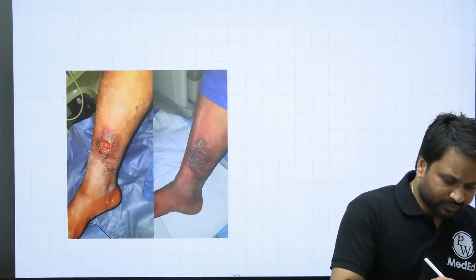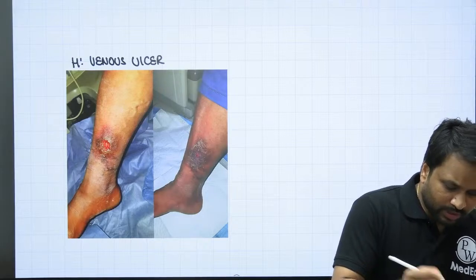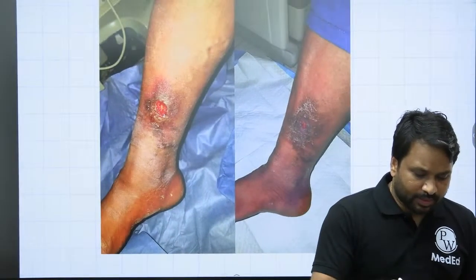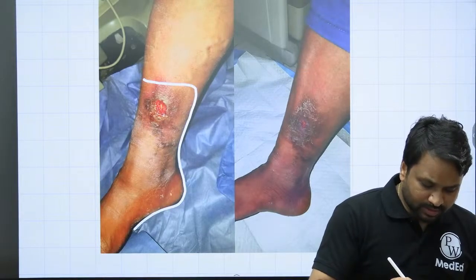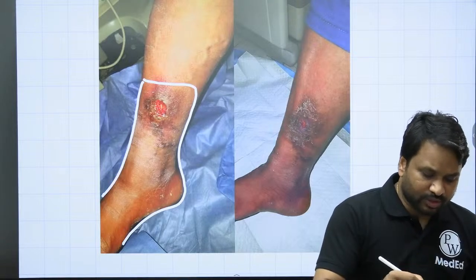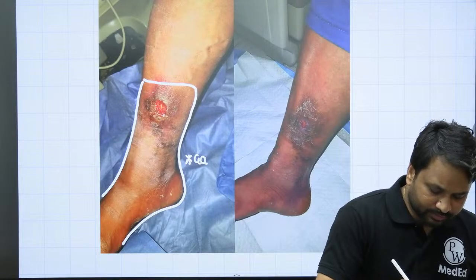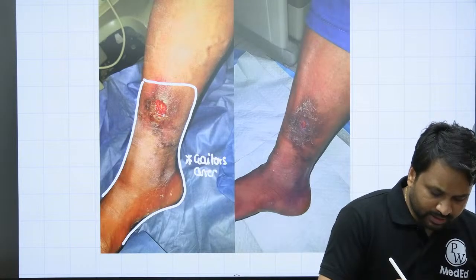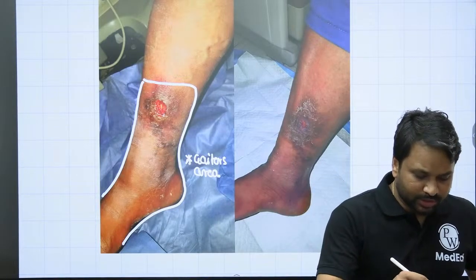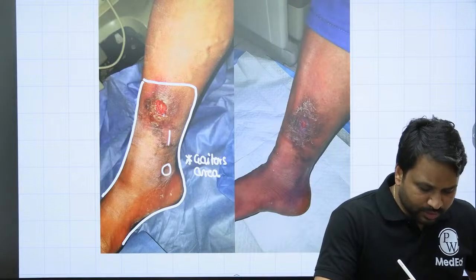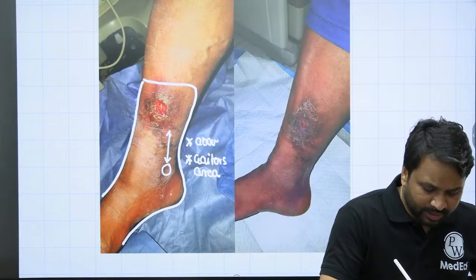The last one that you have, H1, this is what we call the venous ulcer. Now, how did I tell you that it is a venous ulcer? Number one, look at the location in which it is found. The location around the level of the ankle, this is what we call the gaiters area. So the first thing in favor is that the ulcer is present in the gaiters area. Second thing, it is usually 2 to 3 centimeters above the medial malleolus. So again, it is present above the medial malleolus.